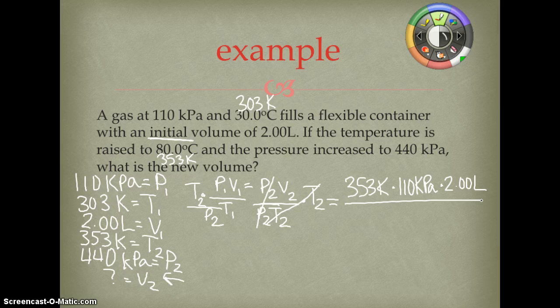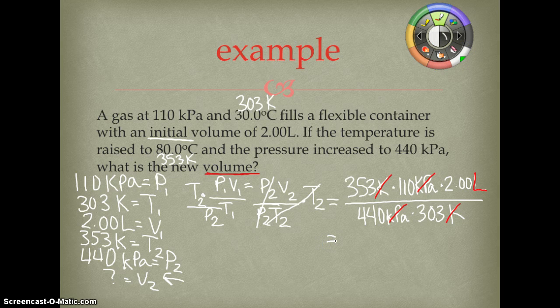P2, which is 440 kPa, times T1, which is 303 Kelvin. So to make sure you have this set up right, double check your units, and they should cancel. So we have Kelvin over Kelvin that cancels. We have kPa over kPa that cancels. And we are left with liters, which is what we are looking for here. So we have set it up correctly.